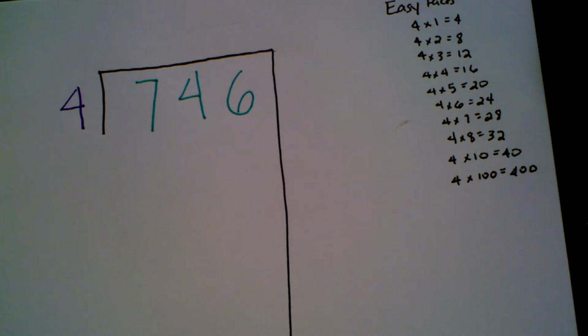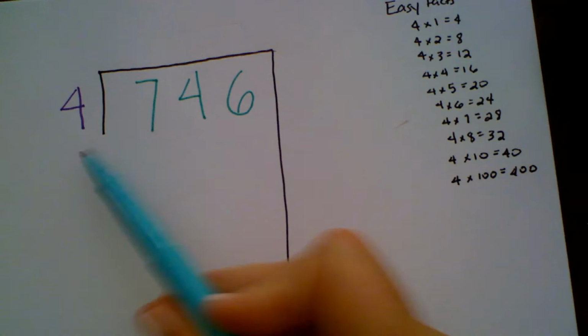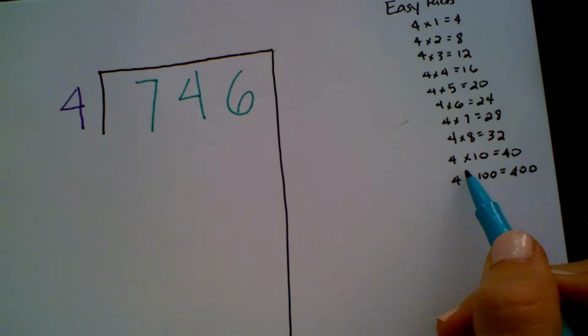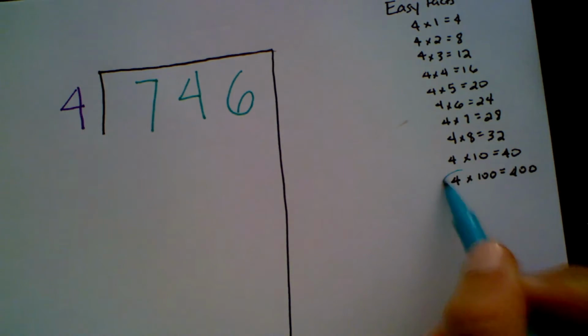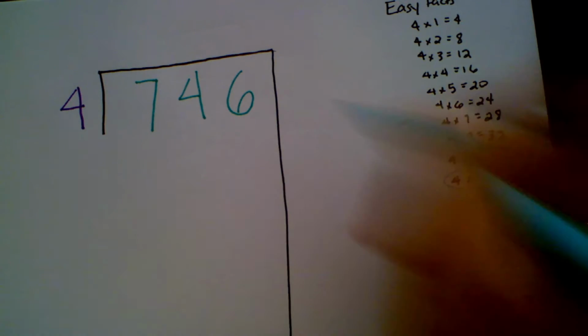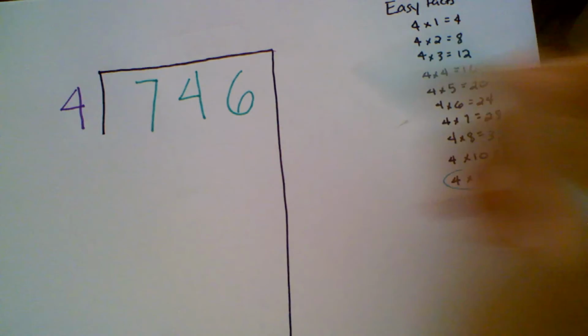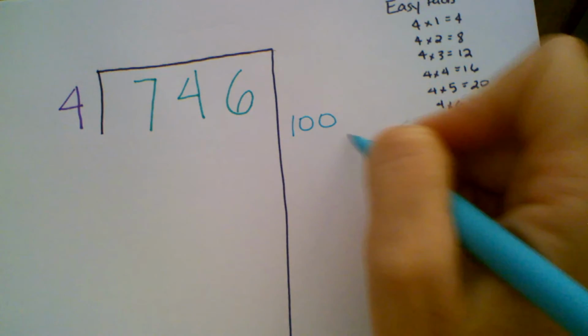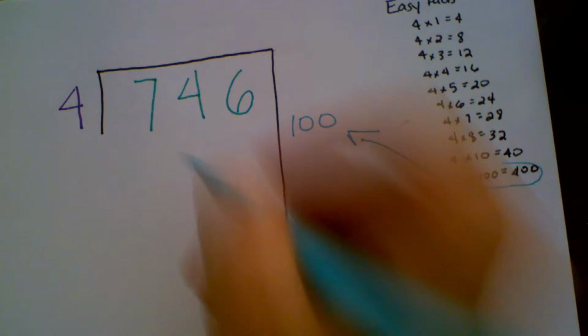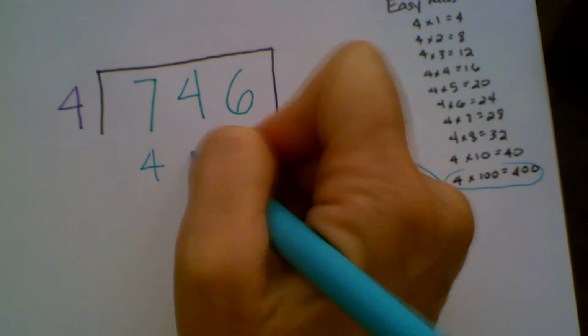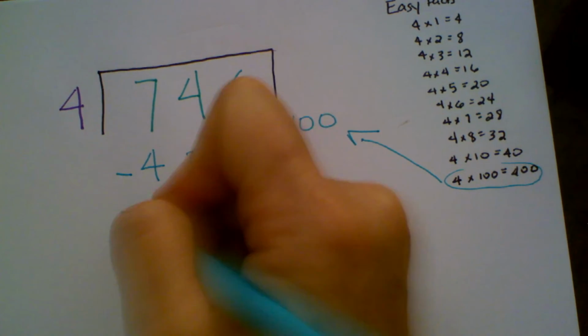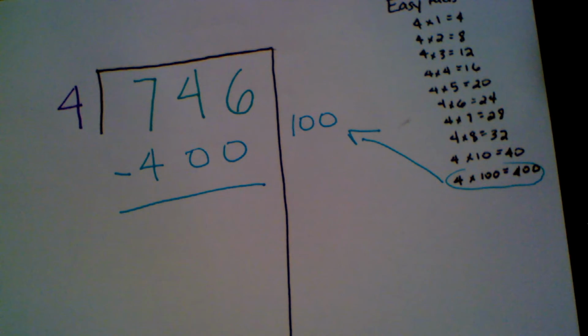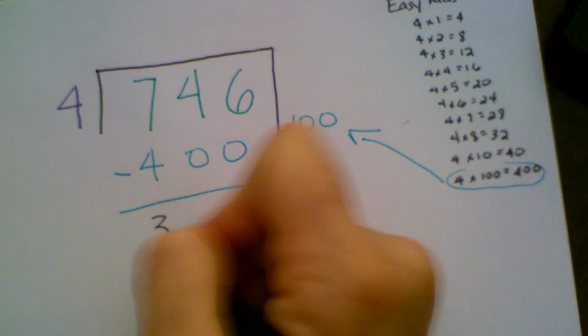So let's use that 100 to begin with, because it's going to take us close to that 746. So we are going to write along the side 100, because we're going to multiply the 4 times 100, and that's going to give us 400. We need to subtract.